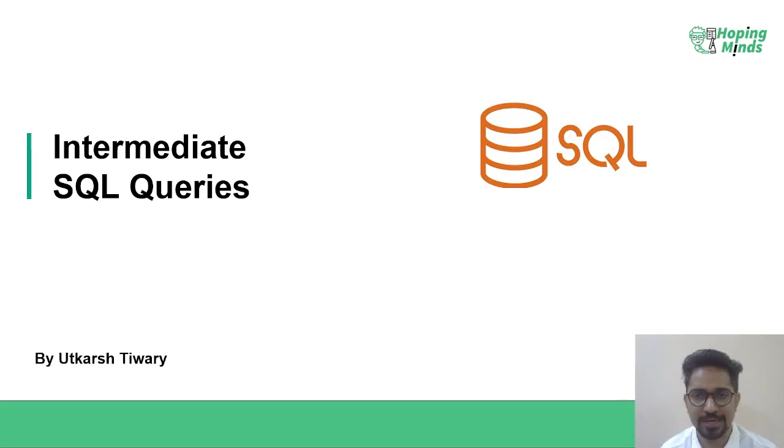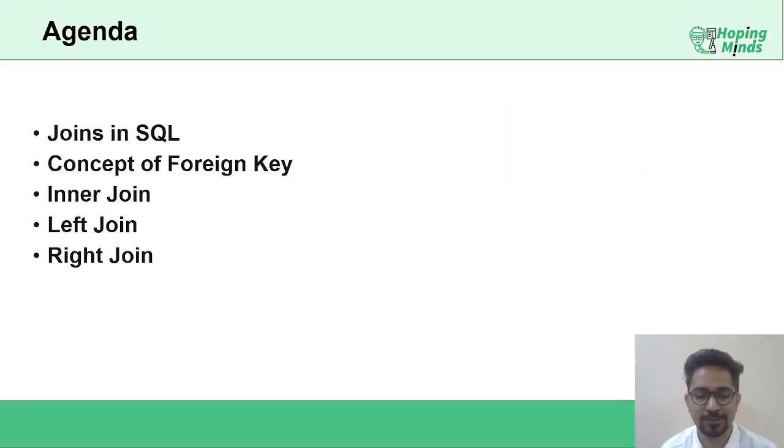So guys, let's have a look at the agenda for this session. The agenda includes understanding the concept of joins in SQL. Prior to understanding joins, we have to understand the concept of primary key and foreign key, and how two different tables are related. Then we'll be looking at a couple of different joins, namely inner join, left join, right join, and full outer join.